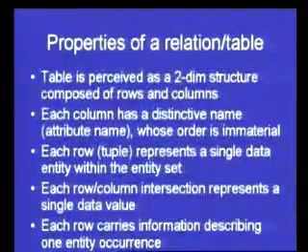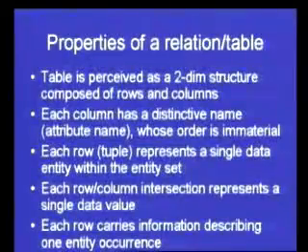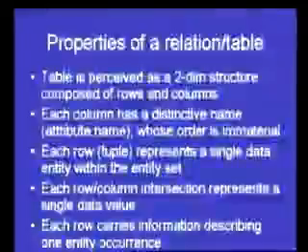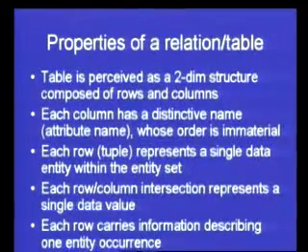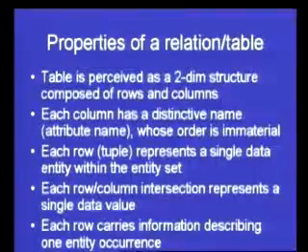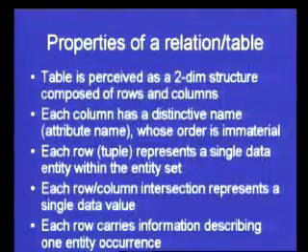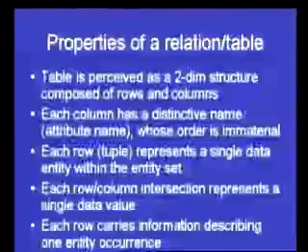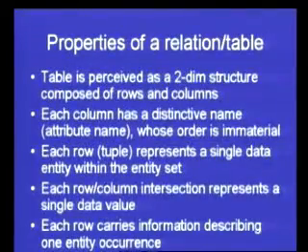Properties of a relation or table. A table is perceived as a two-dimensional structure composed of rows and columns. Each column has a distinctive name, that is the attribute name, whose order is immaterial. Each row represents a single data entity within the entity set. Each row-column intersection represents a single data value. Each row carries information describing one entity occurrence. Now let me elaborate on each and every one of these points.